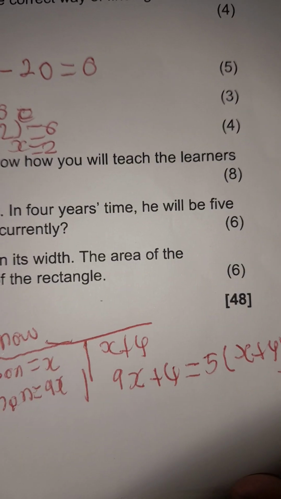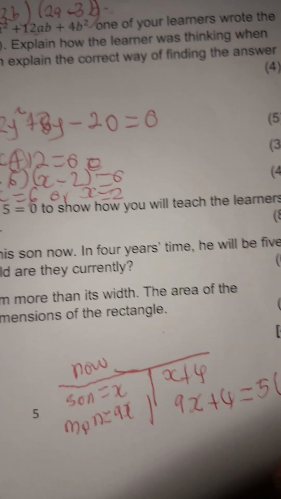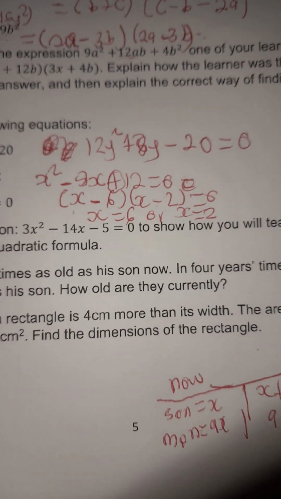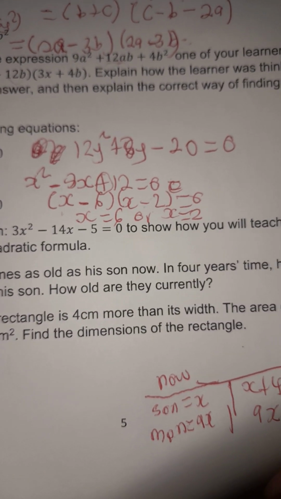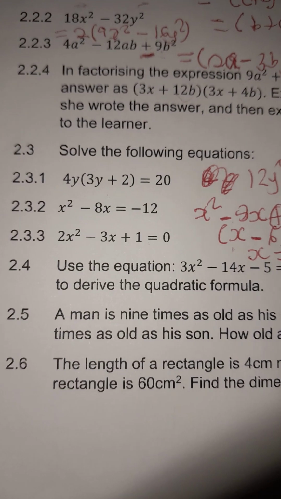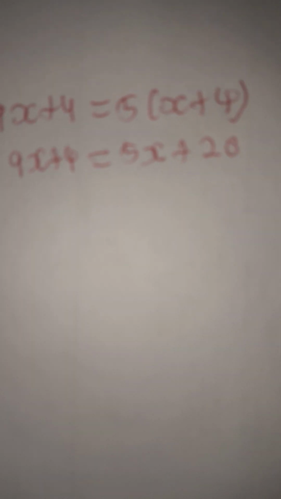So that's how you can work with 2.5. But we are not done. Let's solve for x so that we can know how old they are currently. Let's continue with 2.5. 9x plus 4 equals 5 times x plus 4. 5 times x will be 5x, and 5 times 4 will be 20.